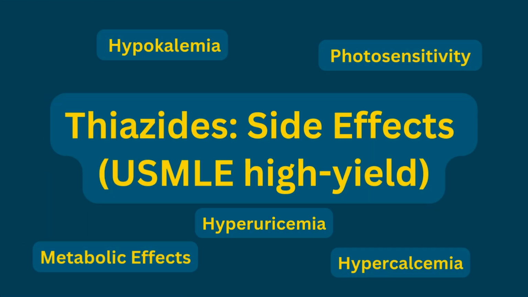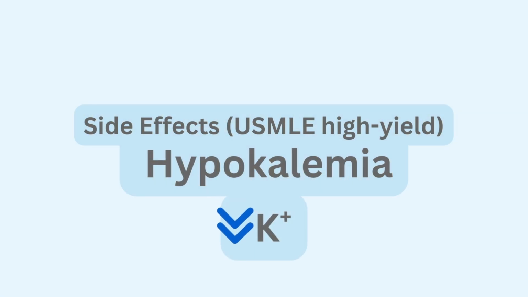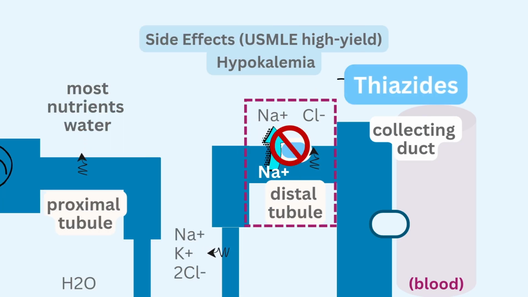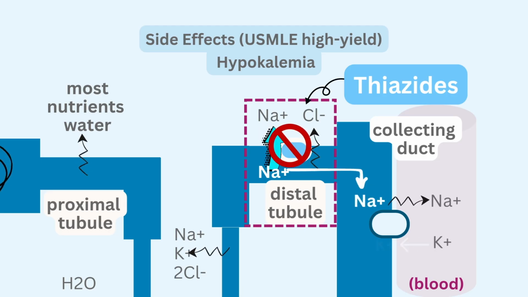Now the side effects. Why do thiazides cause hypokalemia? When sodium reabsorption is blocked by thiazides, more sodium reaches the collecting duct, sodium is reabsorbed in exchange for potassium, and potassium is lost.